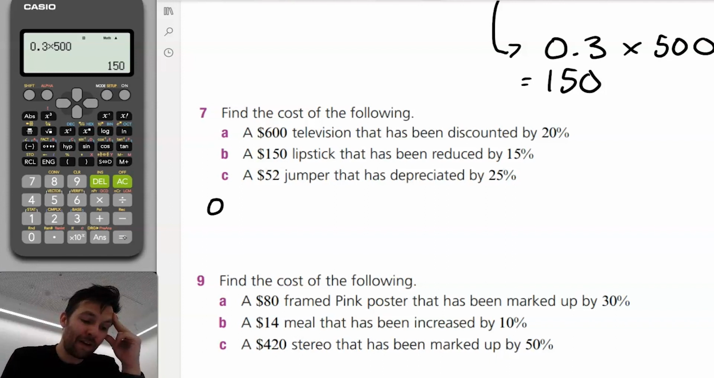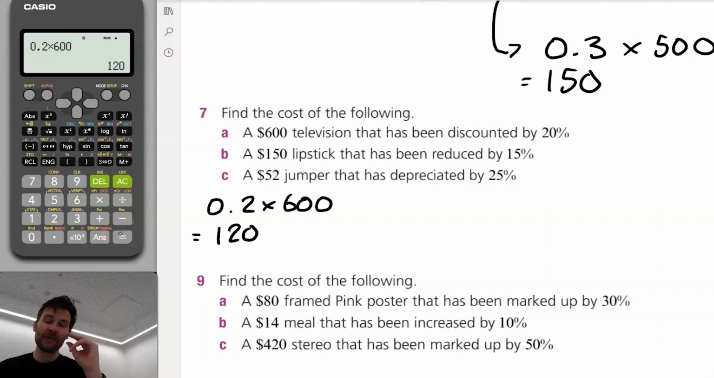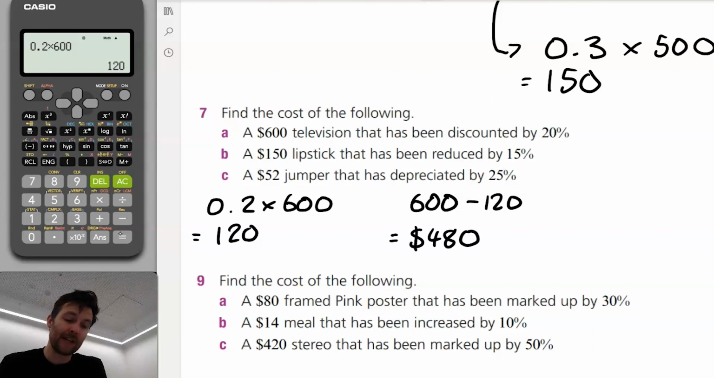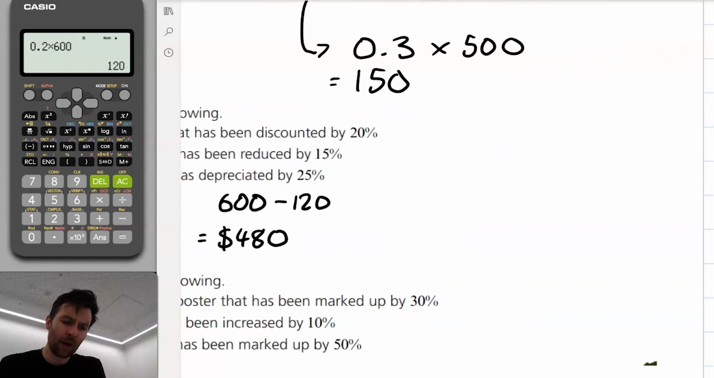What we can do is find 20% of 600 first. So 0.2 times 600 is 120, but that's the amount that the discount is. So we've got to take that away from the actual amount. So it's a $600 TV. We've reduced it by 20%, which is $120, which gives us 480 buckaroonies.